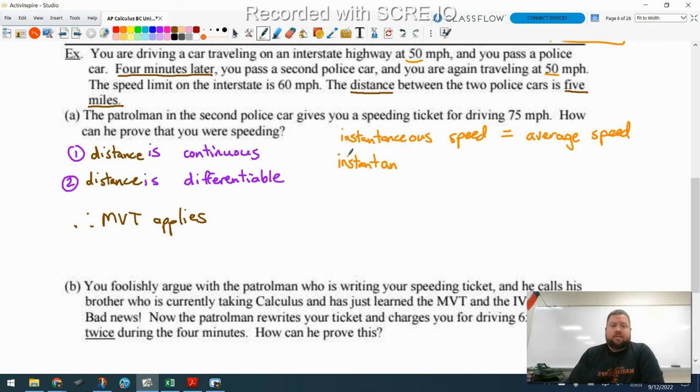So in this case, instantaneous speed is equal to average speed, which is distance divided by time. So distance is 5 miles, and then time is 4 minutes. Now, we want this in miles per hour, not miles per minute. So we need to convert 4 minutes into an hour.